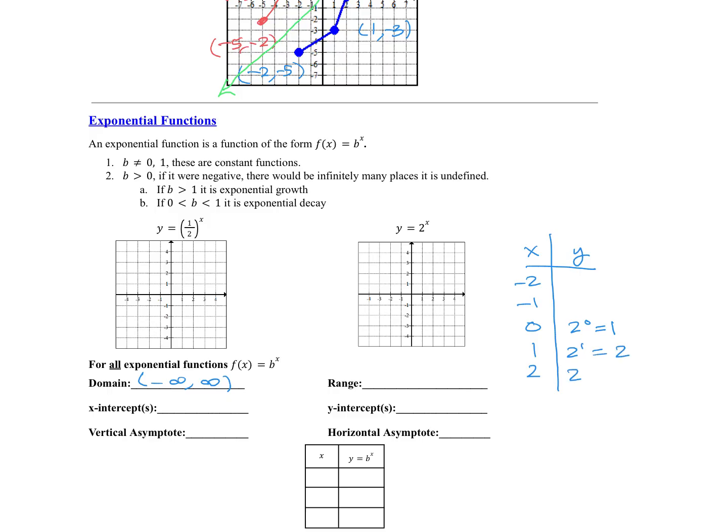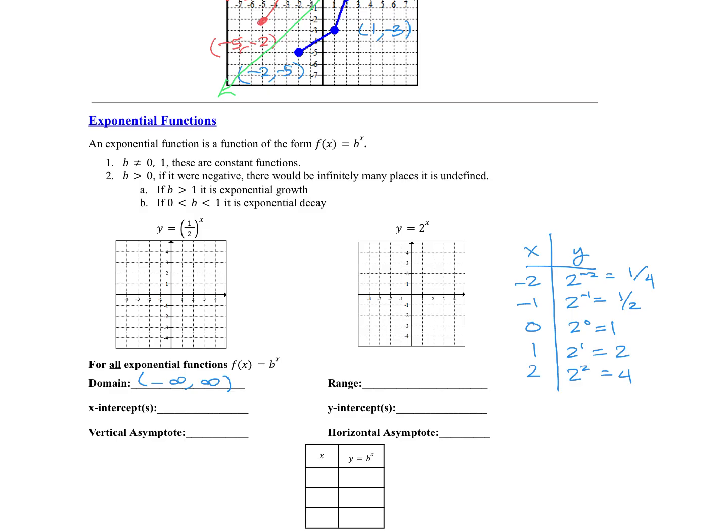And then for 2, that's 2 squared, which is 4. Going backwards, if you put a -1 power on a 2, that gives you a half. And a -2 power on a 2 gives you a flip and a square, which is 1/4. So that's 5 ordered pairs for us to graph. Let's put them together into the picture.